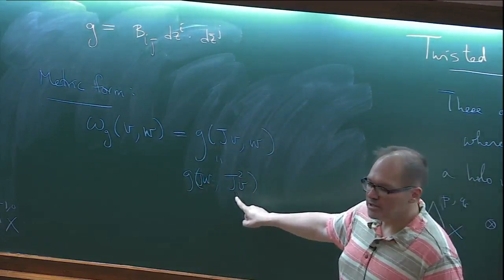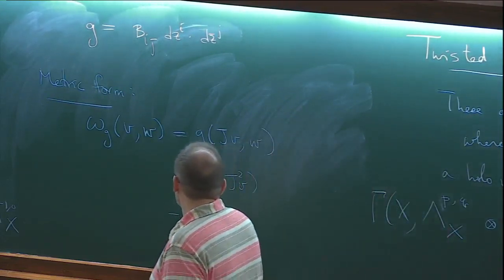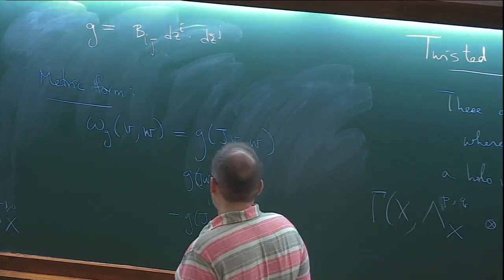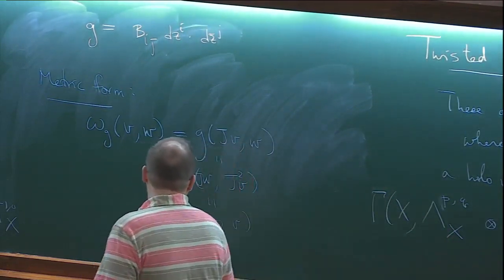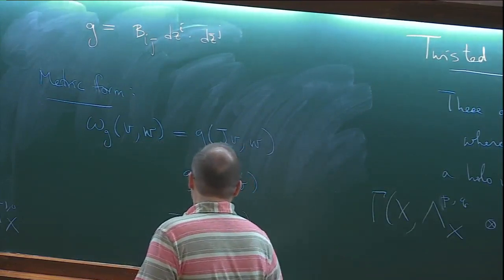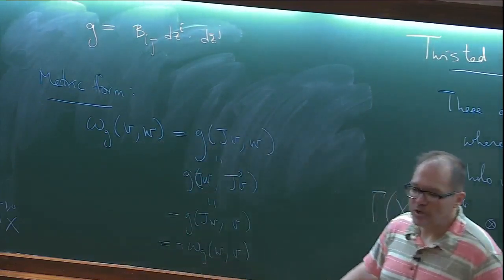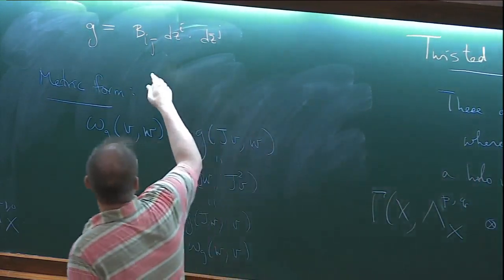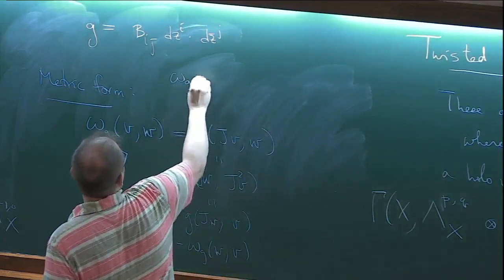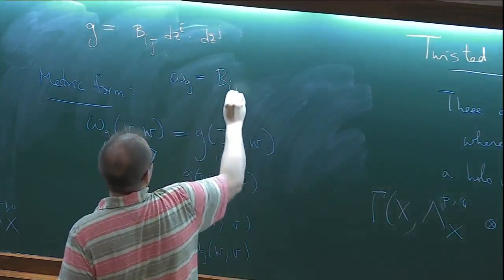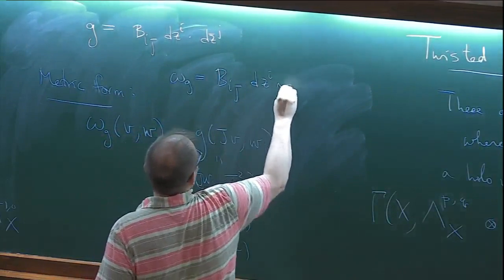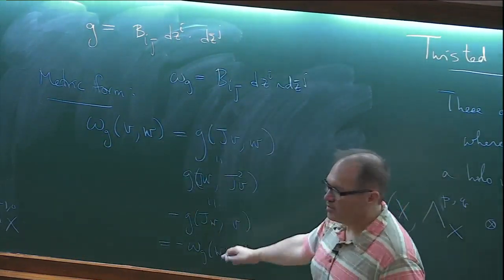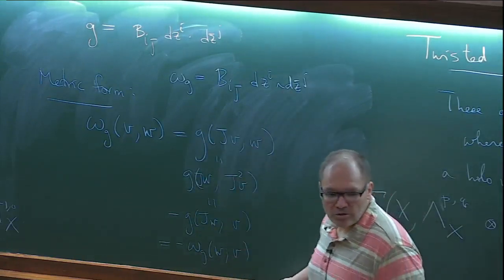But J squared is minus the identity. So this is minus g(Jw, v), which is minus omega_g(w, v). So that shows you that it's actually a differential form of degree 2. The differential form omega_g from this is equal to b_{i\bar j} dz_i wedge d\bar z_j. Okay? So you can either define it invariantly like this or define it in terms of coordinates. It's the same.